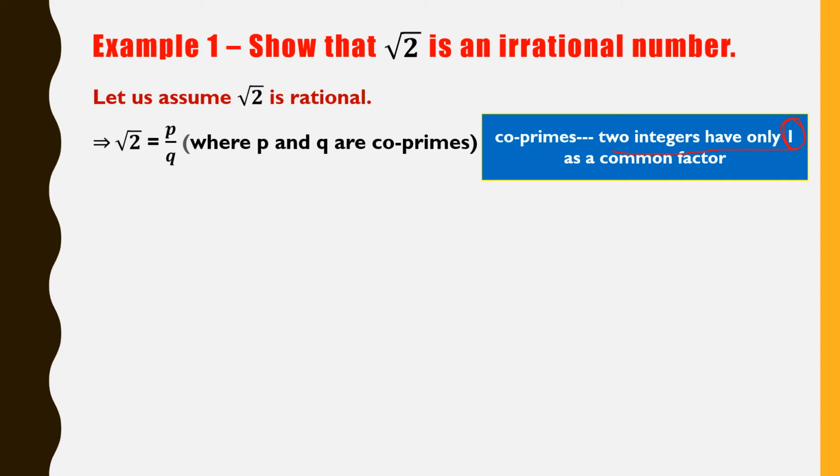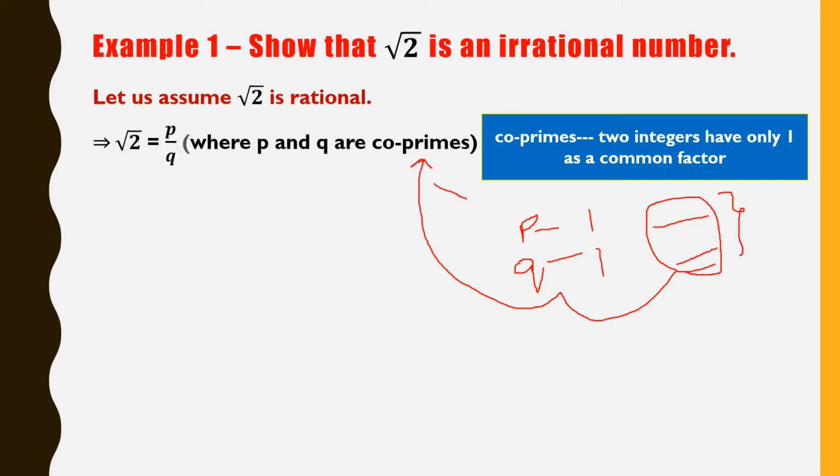Here we are taking these two as coprimes, but in our problem we will show that there is one more factor which is common between p and q. Now we said that p and q both have only 1 as a common factor, but while going into the problem, we will show that there is another factor common between p and q. If there is another common factor between p and q, then they are not coprimes, so our assumption is false and it is an irrational number.